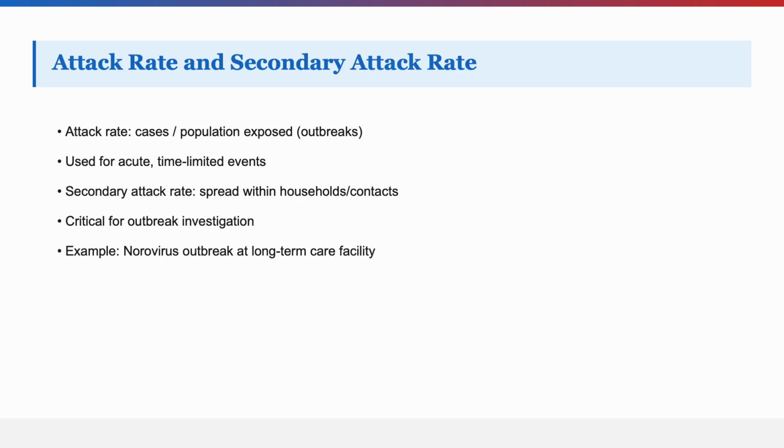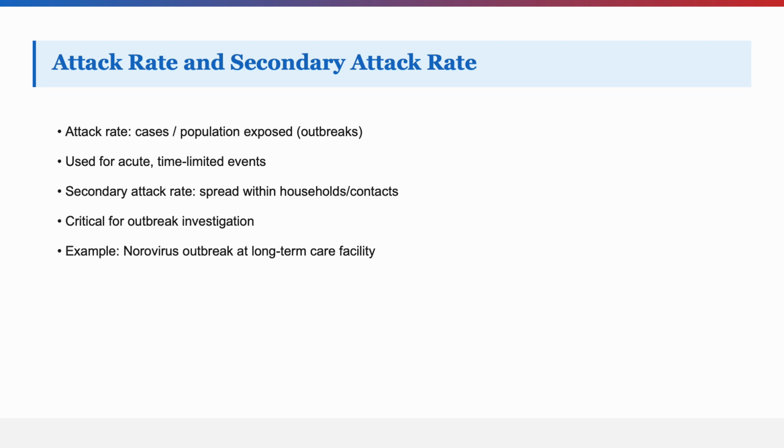During outbreaks, we use specialized measures. Attack rate and secondary attack rate are essential concepts. Attack rate is the proportion of exposed people who develop disease. Strictly speaking, it's a cumulative incidence for a specific exposure during an outbreak. If a church potluck has 200 attendees and 50 develop gastroenteritis, the attack rate is 25%. We use attack rate when studying acute, time-limited events where the exposure is defined and the time period is short. It's not appropriate for chronic diseases with long latency.